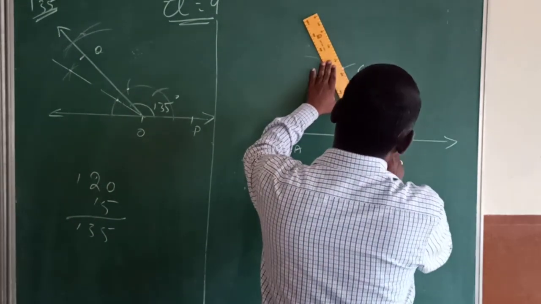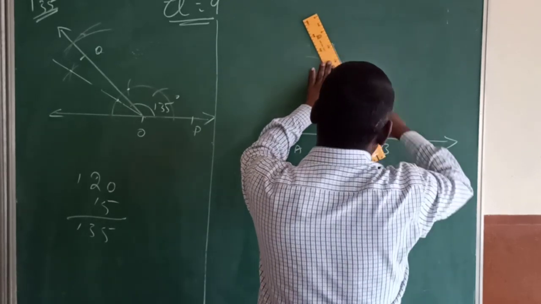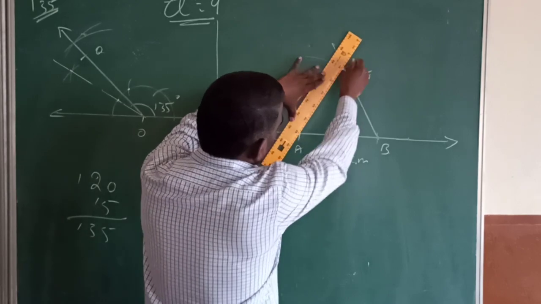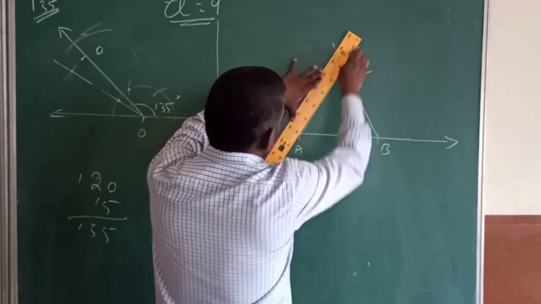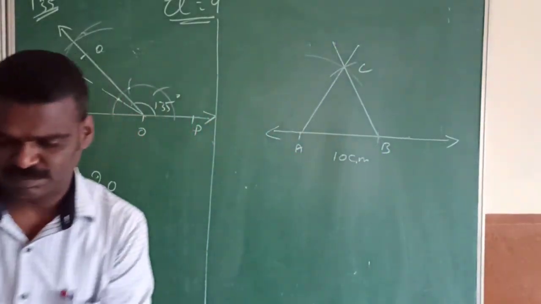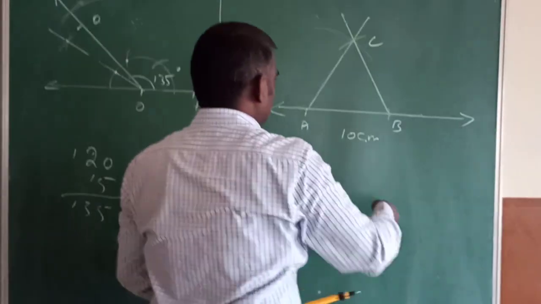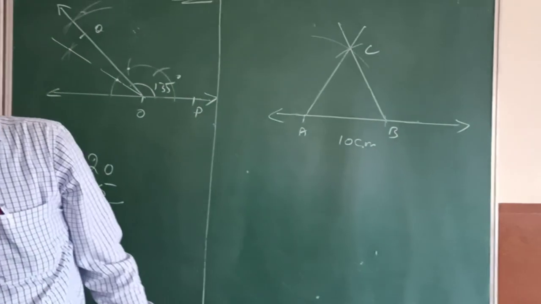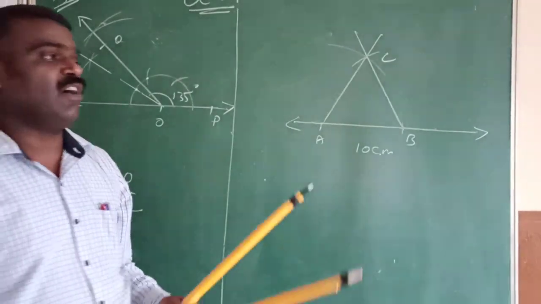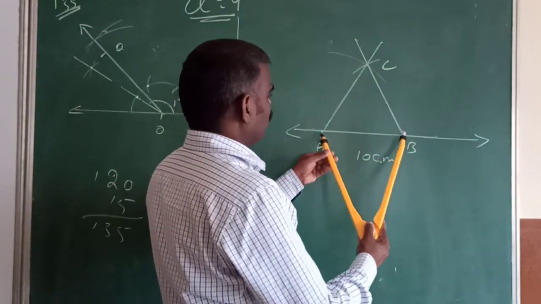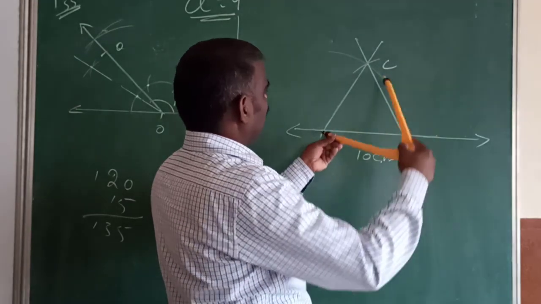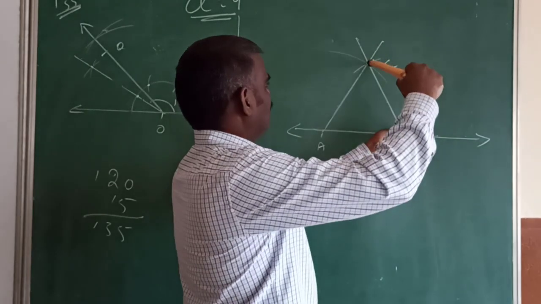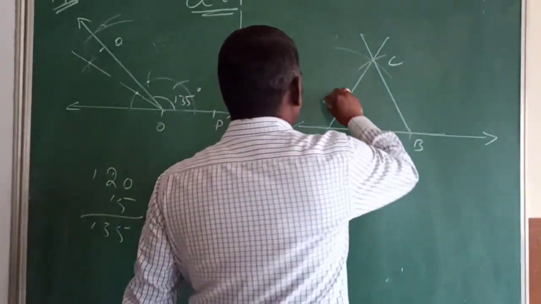BC as well as AC. Now, if it is 10 centimeter, then AC and BC also should be 10, because what type of triangle? Equilateral triangle. All the sides should be equal, isn't it? So 10, yes, 10, yes, 10. Same symbol, right? So 10 centimeter.